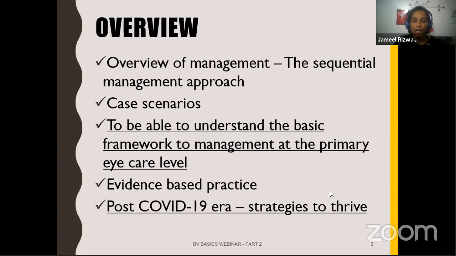I have made it a point today to stick to the very basics to manage, especially at the primary eye care level, because I know that not all of us have the infrastructure and sophisticated equipment and tools. But I have some very interesting facts to share on how, especially in the post-COVID era, we can utilize a lot of strategies in the field of binocular vision and vision therapy to thrive. I'm going to be using evidence-based practice throughout my talk to pinpoint why we chose to manage the patients the way we did.